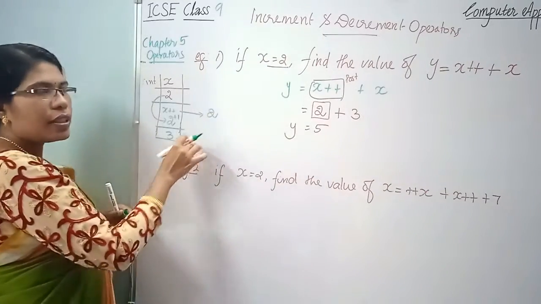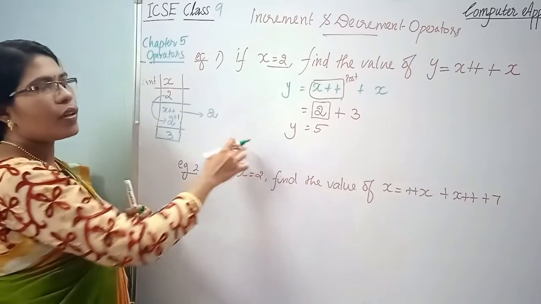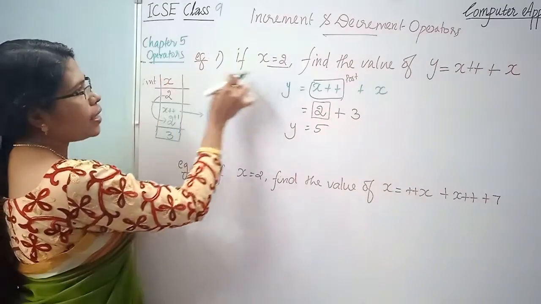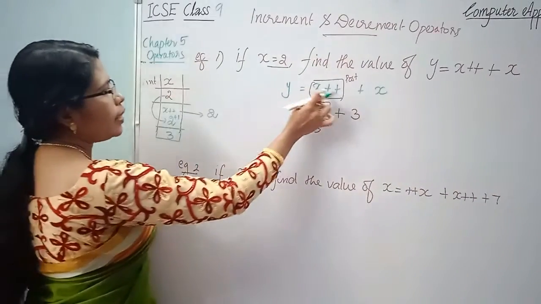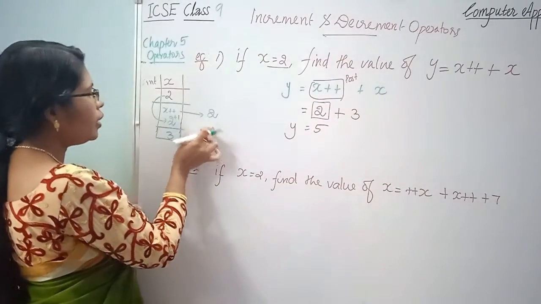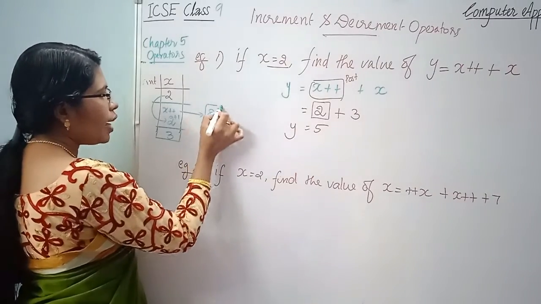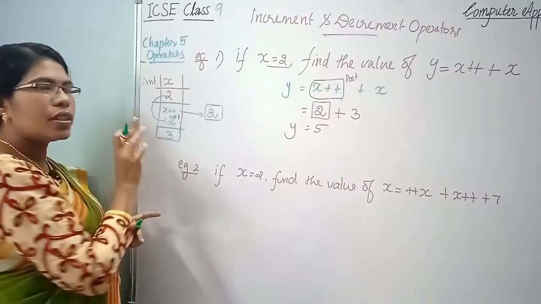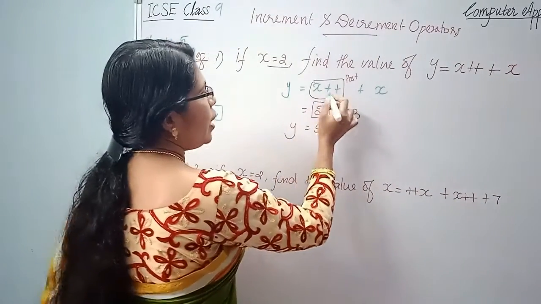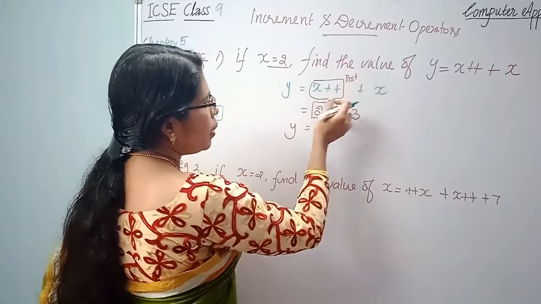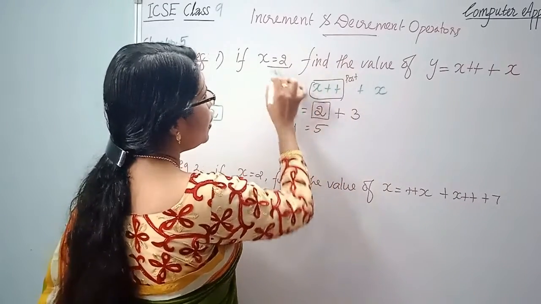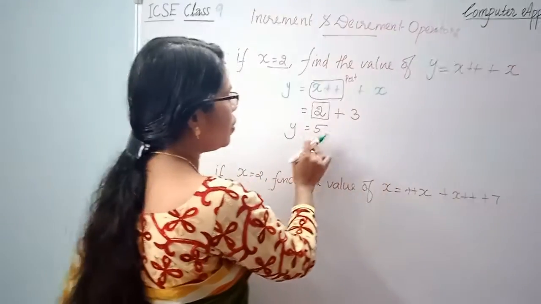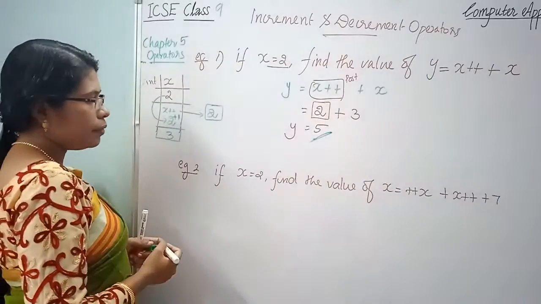This is the memory status during the evaluation of the increment or decrement operator. First, it will allocate the space for x. X is assigned as 2, so x is equal to 2. Next is x plus plus, the post increment operator. Post increment means we use the value first, and after that, in the memory, it will increase by 1. So the updated value of x equal to 3. So the final value is x equal to 3 and y equal to 5.